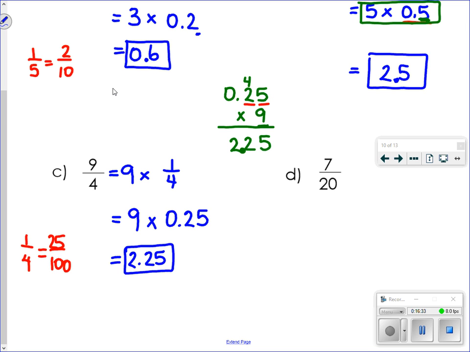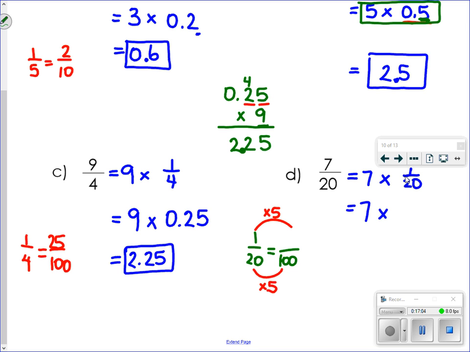Okay, and what about 7/20? Well, that's 7 groups of 1/20. Right. Okay, so this means 7 what's? What's 1/20th as a decimal? Well, 1/20th, I can't make it tenths, but I could make it a hundredths. Multiply 20 times 5 to get 100. So multiply the numerator also by 5. 1 times 5 is 5. That's 5 hundredths. How do I write 5 hundredths as a decimal? That's 5 ending in the hundredths place.